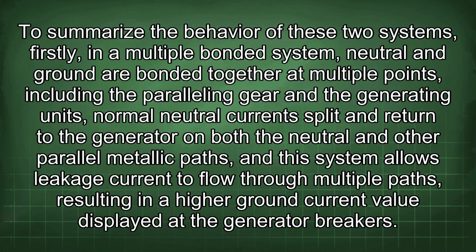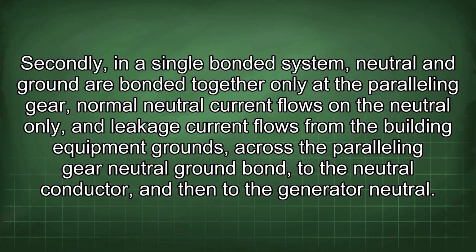To summarize the behavior of these two systems, firstly, in a multiple bonded system, neutral and ground are bonded together at multiple points, including the paralleling gear and the generating units. Normal neutral currents split and return to the generator on both the neutral and other parallel metallic paths, and this system allows leakage current to flow through multiple paths, resulting in a higher ground current value displayed at the generator breakers. Secondly, in a single bonded system, neutral and ground are bonded together only at the paralleling gear. Normal neutral current flows on the neutral only, and leakage current flows from the building equipment grounds across the paralleling gear neutral ground bond to the neutral conductor and then to the generator neutral.